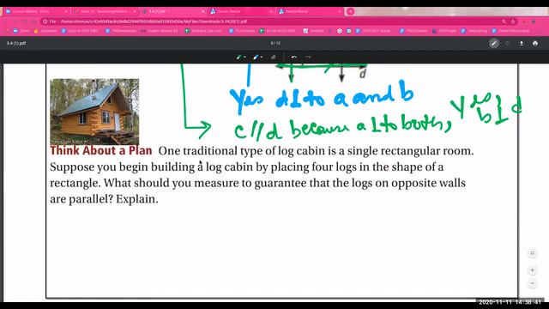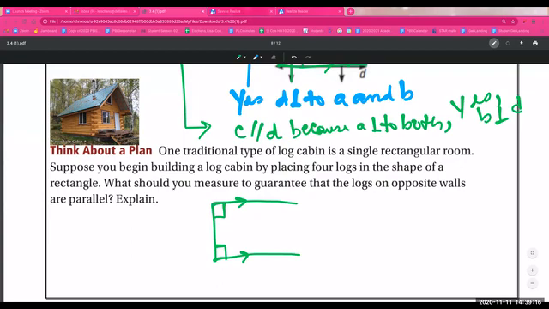One traditional type of log cabin is a single rectangular room. Suppose you begin building a log cabin by placing 4 logs in a shape of a rectangle. What should you measure to guarantee that the logs on opposite walls are parallel? All right, so first of all, if you measure this angle and that's 90, and you measure this angle and that's 90, you would know that these lines here are parallel, okay? And then these are square corners.